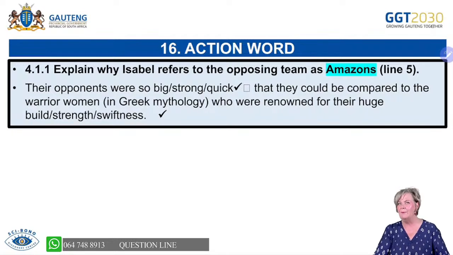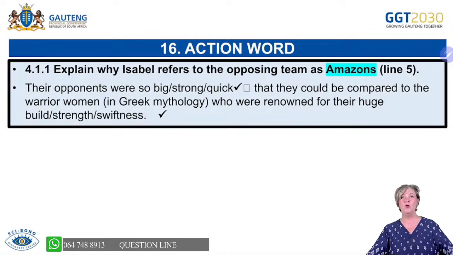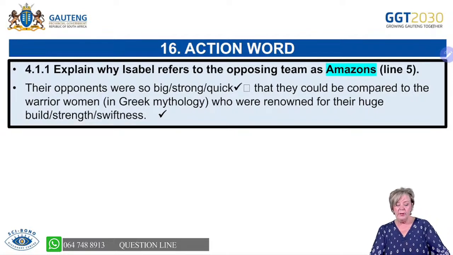What do you know about Amazons? Their opponents were so big or strong or quick. Because if we think about Amazons, those are ladies who are huge. They're terribly big. They could be compared to the warrior women in Greek mythology who were renowned for their huge build, strength, and swiftness.